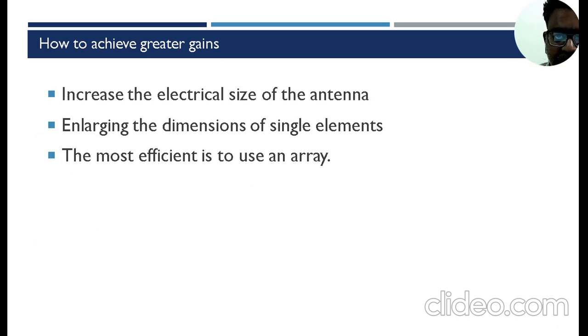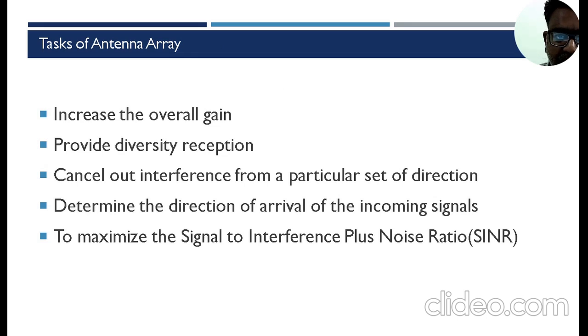To achieve greater gains, we need to increase the electrical size of an antenna by enlarging the dimension of single elements. The most efficient way is to use array antennas to achieve greater gains. The major tasks of antenna arrays are increasing overall gain, providing diversity reception, cancelling out interference from a particular set of directions, determining the direction of arrival of the incoming signals, and maximizing the signal to interference plus noise ratio.